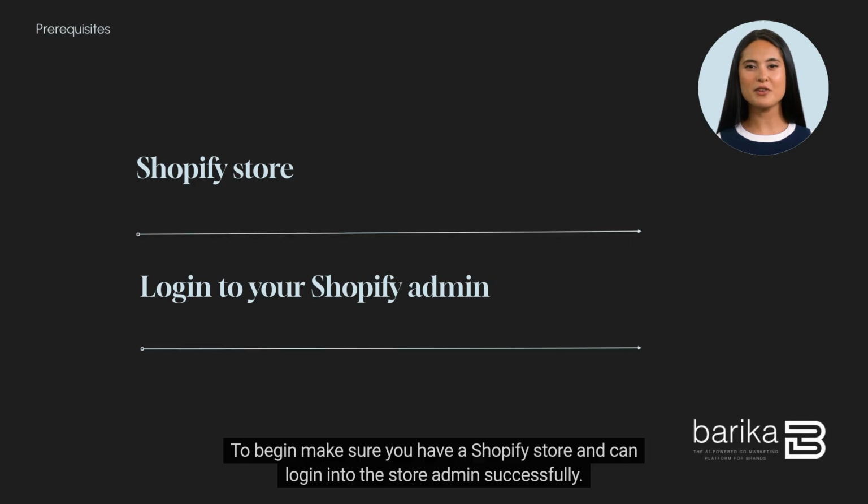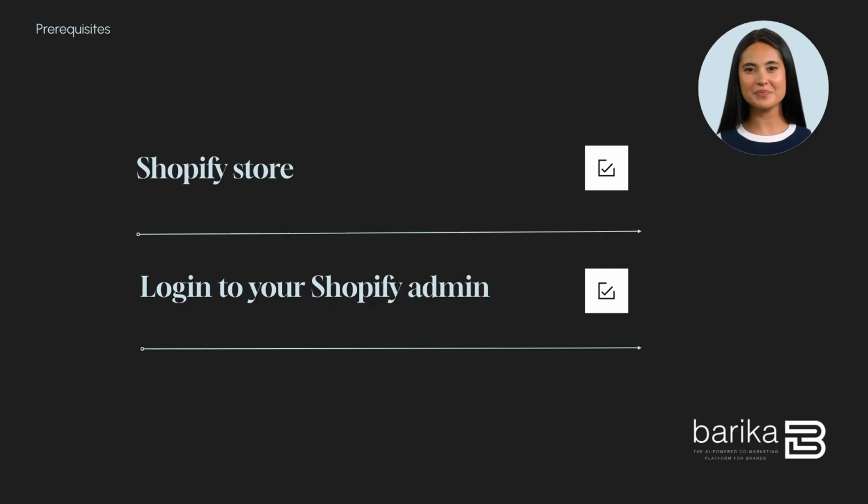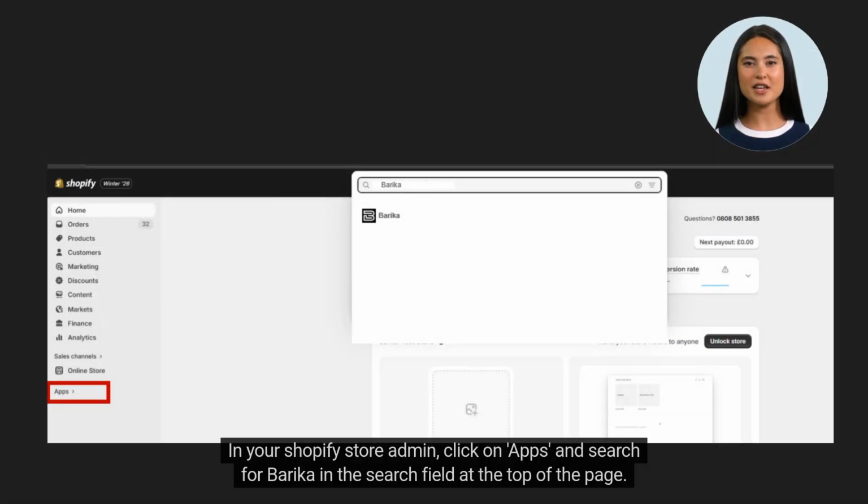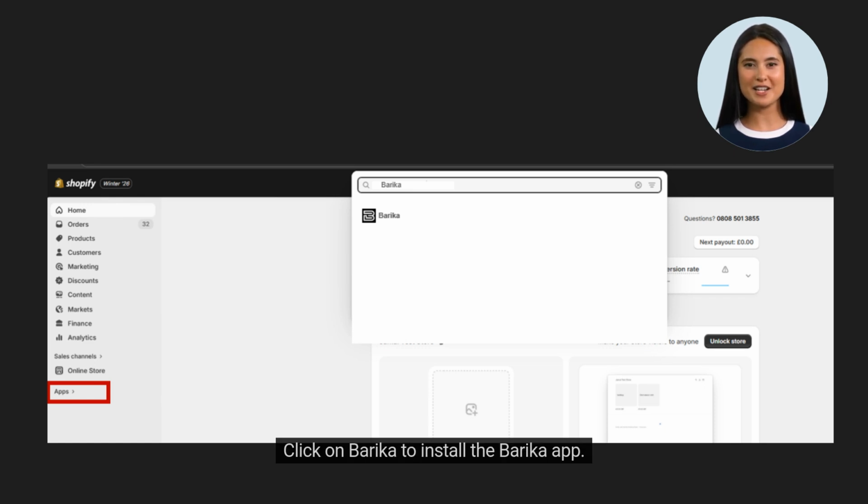To begin, make sure you have a Shopify store and can log into the store admin successfully. Step 1. Find Barika in your Shopify store admin. In your Shopify store admin, click on Apps and search for Barika in the search field at the top of the page. Click on Barika to install the Barika app.